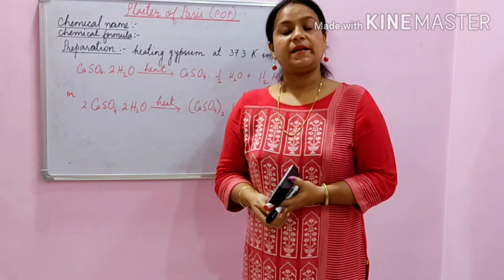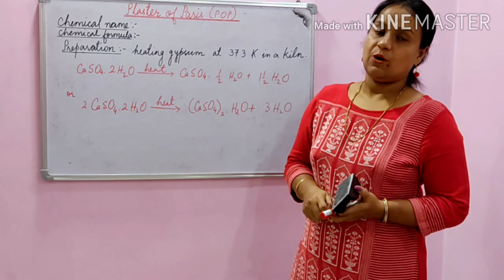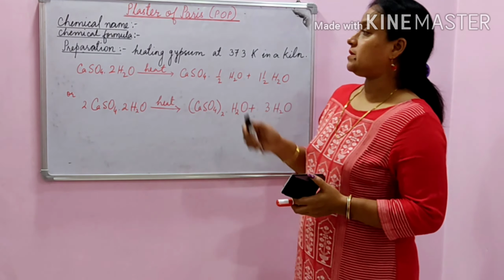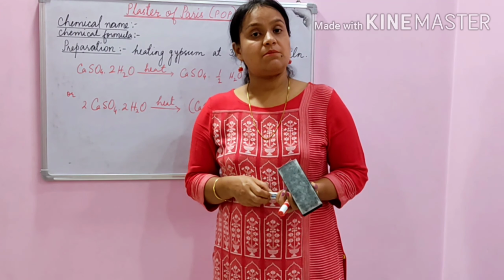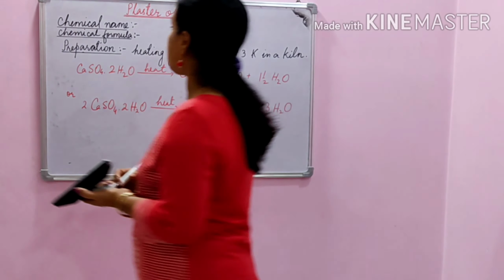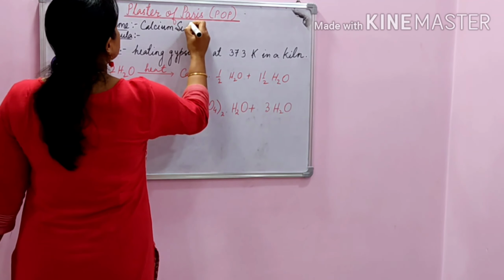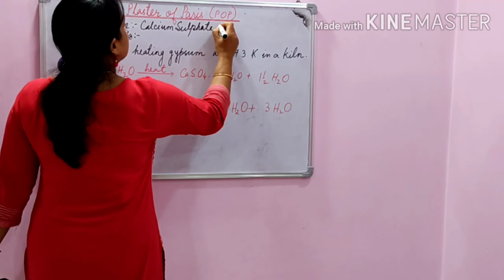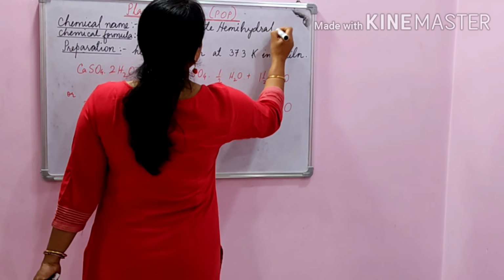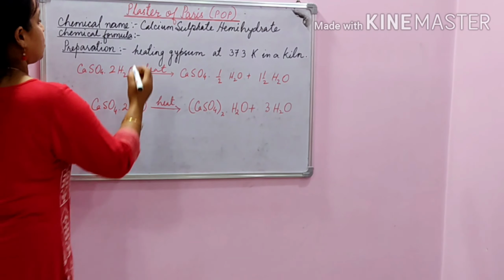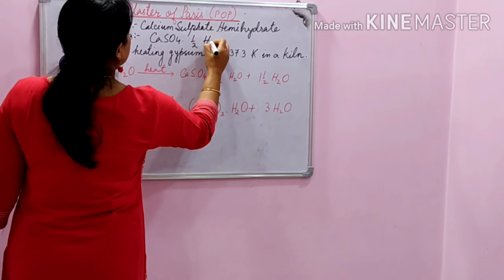Let us discuss another calcium compound, that is plaster of Paris or POP. Now, what is its chemical name? Chemically, plaster of Paris is called calcium sulphate hemihydrate. Hemihydrate is half molecules of water of crystallization. So, its formula is CaSO4 half H2O.